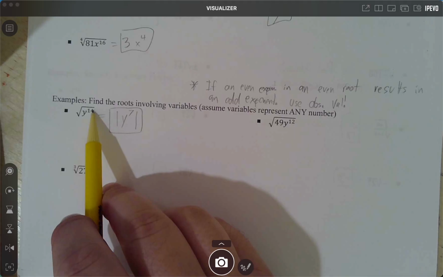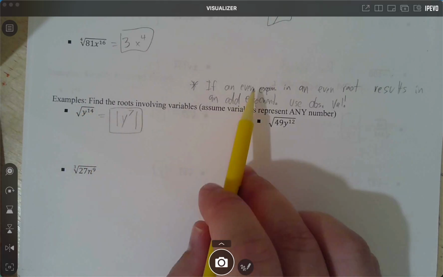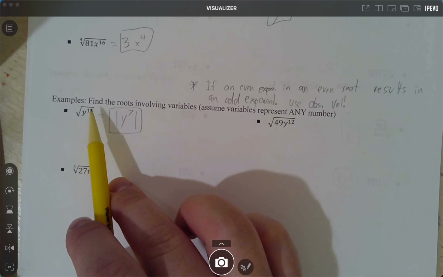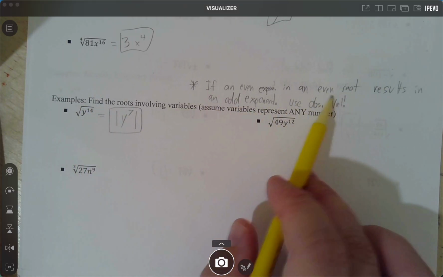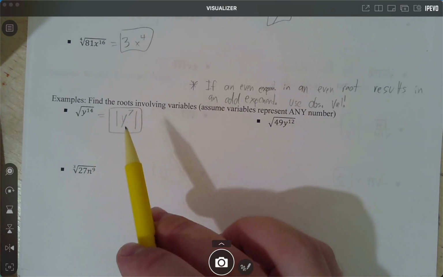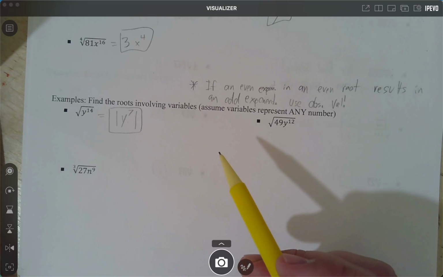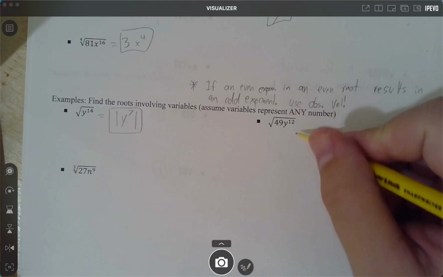14 is an exponent inside of my square root, my 2 root. So I've got an even exponent, 14, inside of my even root, my square root, and it resulted in an odd exponent when I did that division. Because of that, I need absolute values, and I'll show you afterwards in a second, but for now, let's just recognize that rule. And let's move on to this example.